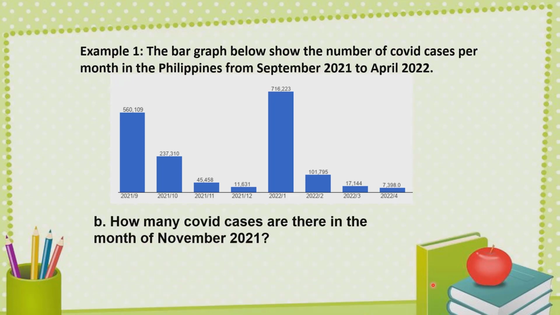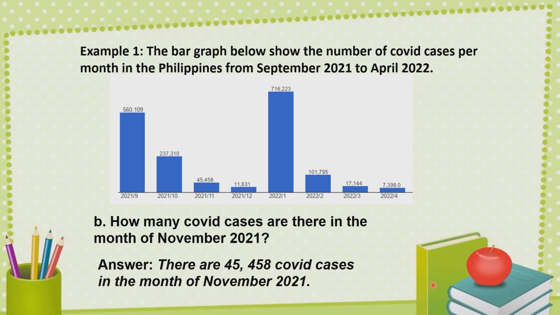How many COVID cases are there in the month of November 2021? We can see here in our table, this is November 2021. There are 45,458 COVID cases in the month of November 2021.